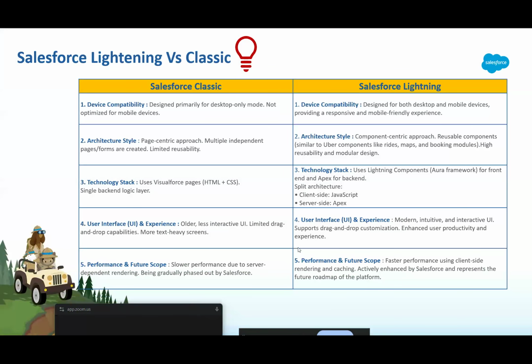Here I have given the major differences between Lightning and classic, and this bulb icon, I tried to add in our future slides so that you can expect interview questions from it. Whenever you see a bulb icon, you will get some interview questions on the same, and exam-focused questions will also be there. I have discussed device compatibility, architecture style, technology stack, UI interface and experience, performance, and future scope. Whatever we discussed right now as a difference, just go through this table once.